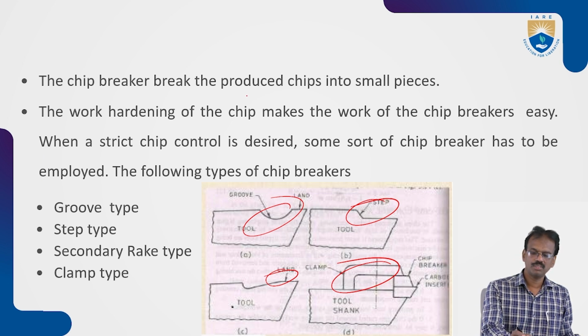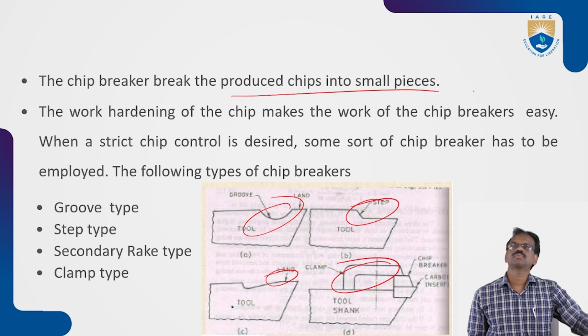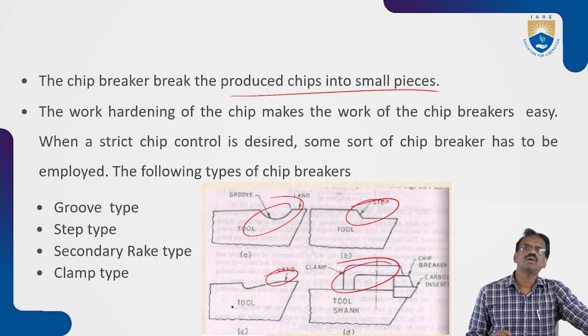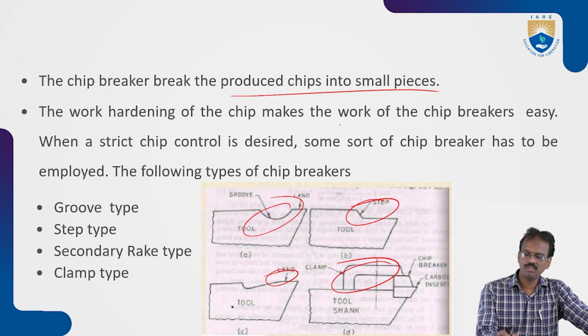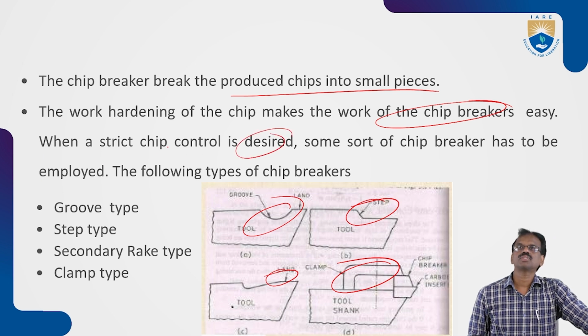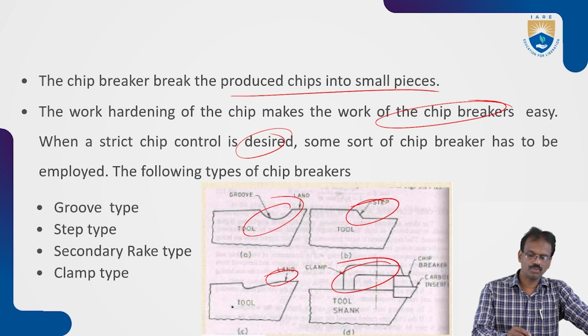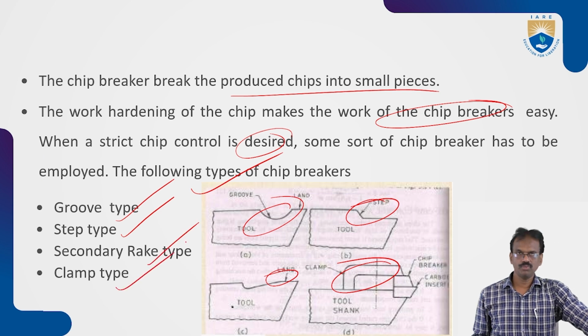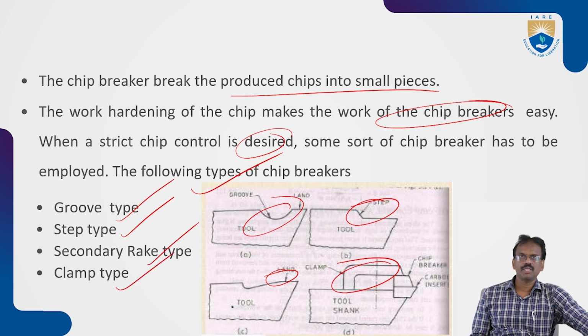The chip breaker breaks the produced chips into small pieces. The work hardening of the chip makes the work of the chip breakers easy. When strict chip control is desired, some sort of chip breaker has to be employed. The following types of chip breakers are groove type, step type, secondary rake type, and clamp type. You can see all the chip breakers.